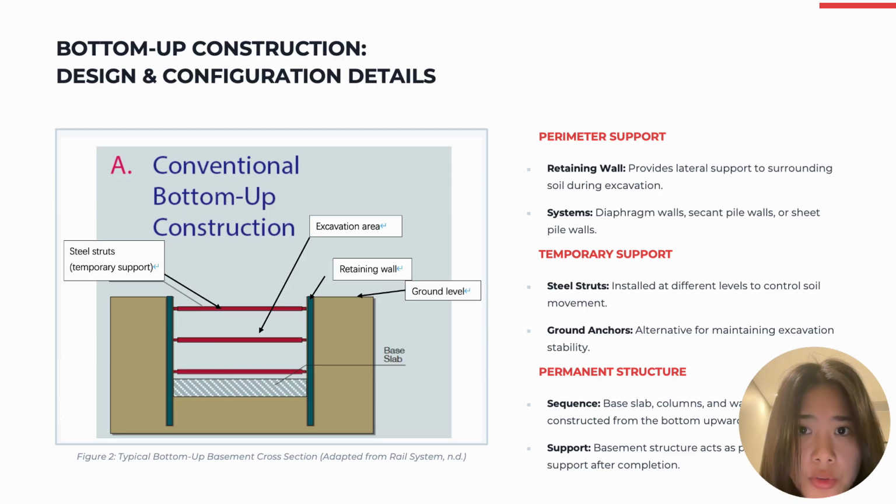This diagram shows the typical bottom-up systems. Firstly, a retaining wall is constructed to support the soil. Then, excavation is carried out in stages with temporary supports such as steel struts. After reaching the final depth, the structure is built from the bottom upwards.